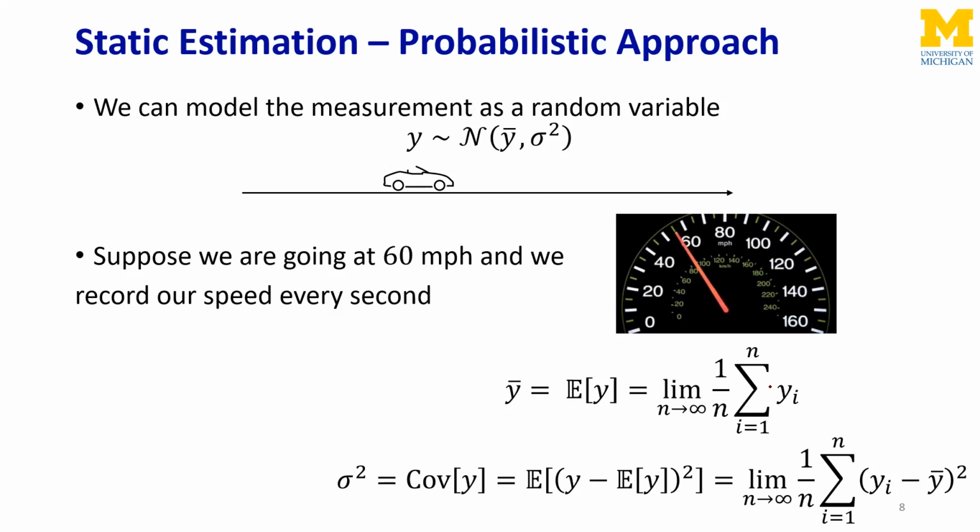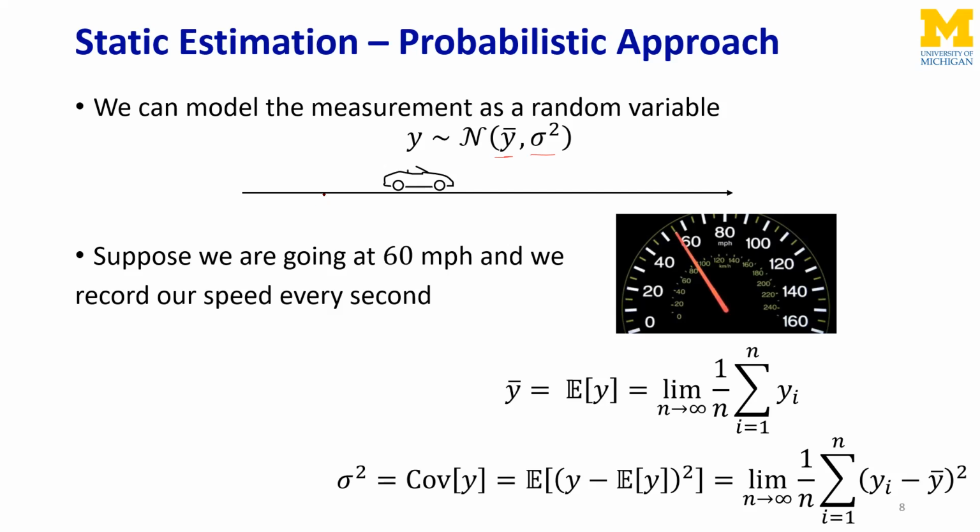So in the probabilistic case, we are going to model the measurement as a random variable. Now, what do I mean by that? Well, what I want to do is model the measurement y as a normally distributed variable with mean y bar, or the expected value y bar, and the variance sigma squared. So what do I mean by that?